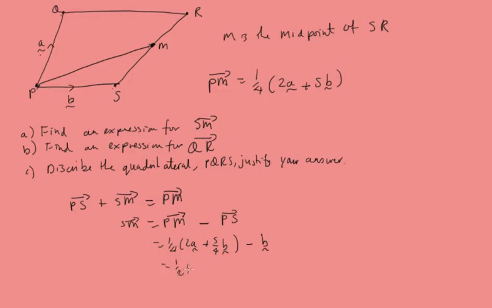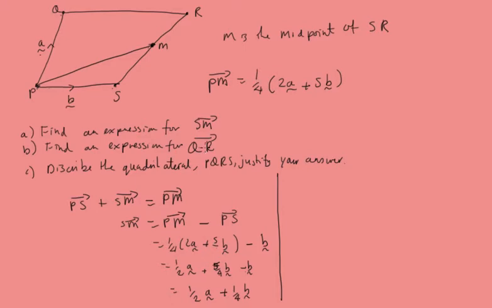So it's just going to be a half A plus, oh, I've put the 4 in there already, oops, plus 5 over 4 B minus B, which is going to give us a half A. Now it's going to be 5 over 4 minus 1, which is just a quarter B.